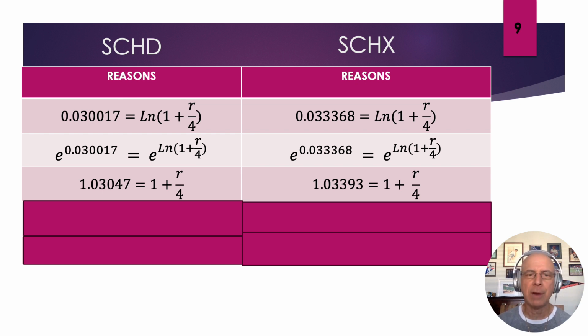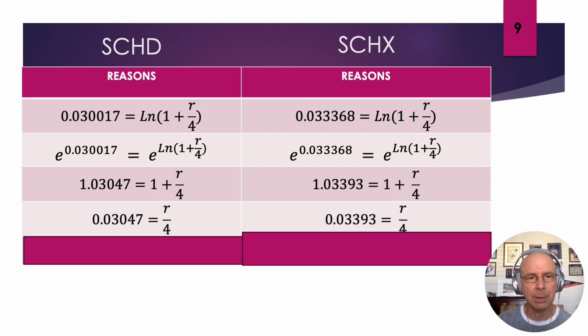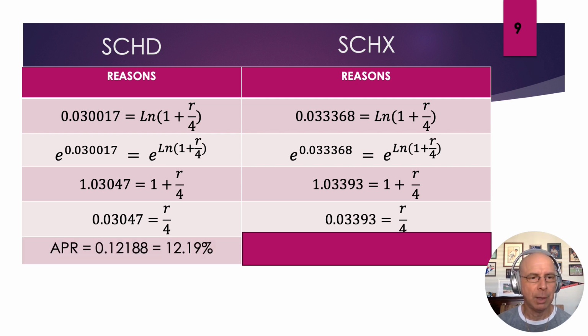And then we do subtraction property of equality. We subtract 1 on both sides and get our decimals right here. And then we do multiplication property of equality, multiply both sides by 4. So then you see you get an annual percentage rate of 0.12188. Multiply that by 100, you get your percentage of 12.19%. That's a pretty good gain over a 10-year period.